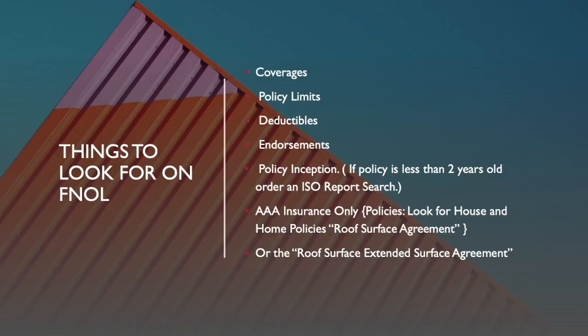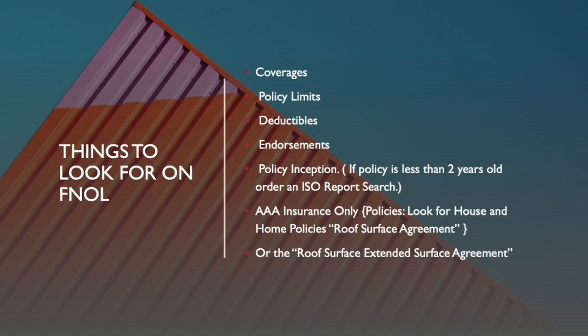Additional information you'll also find in the first notice of loss is the coverages for the policy limits, deductibles, endorsements. What was the policy inception date relevant to the date of the loss? And if the policy is less than 2 years old, you want to make sure you order an ISO report search. An ISO report is a tool that insurance companies use to keep track of claims that were called in on that particular property, whether it was that insured that called that claim in or whether it was a previous owner that called the claim in.